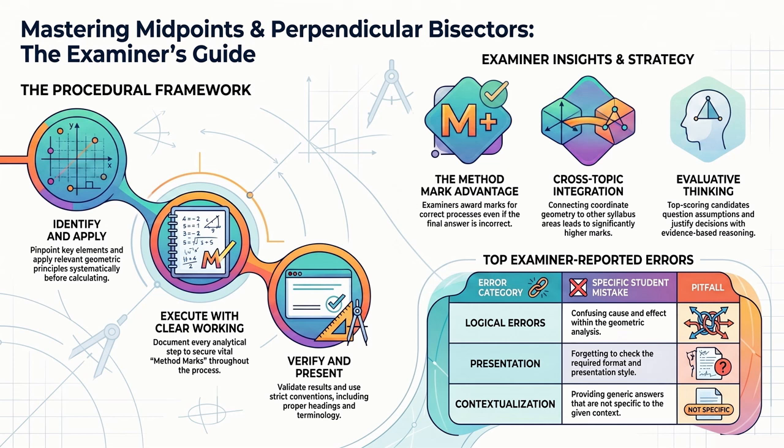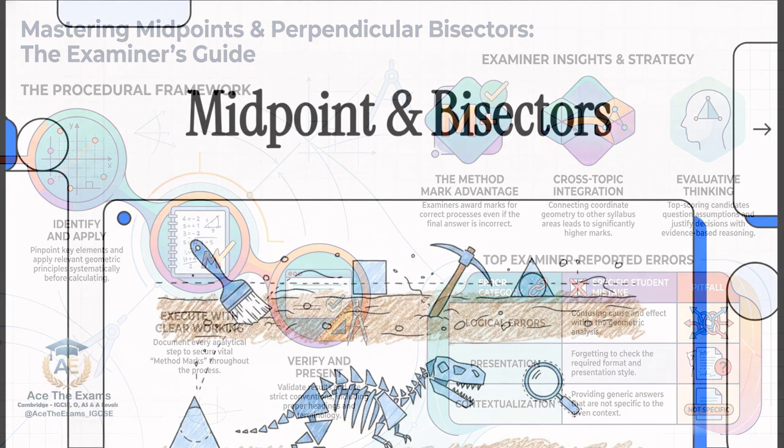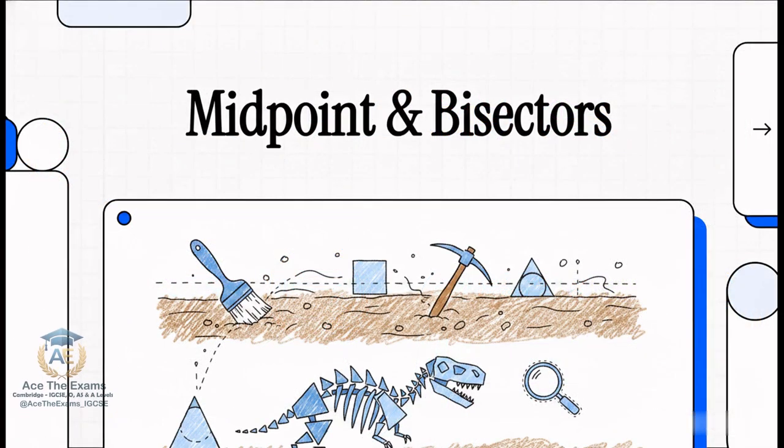Welcome to This Explainer. Today, we are tackling what is, without a doubt, one of the most notoriously misunderstood areas in the entire Cambridge 0606 Additional Mathematics syllabus. We're talking about solving those multi-layered, heavily weighted problems involving the midpoint, calculating the length of a line, and finding the exact equation of a perpendicular bisector. Now, you might be wondering, how do we actually conquer these questions without losing our minds?